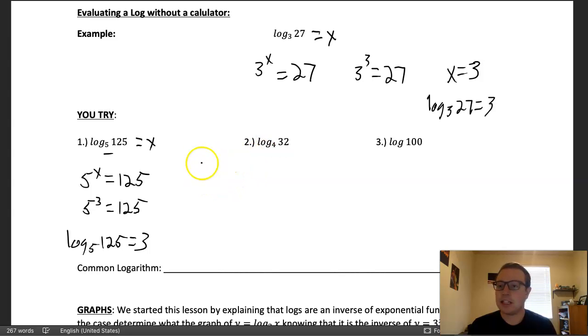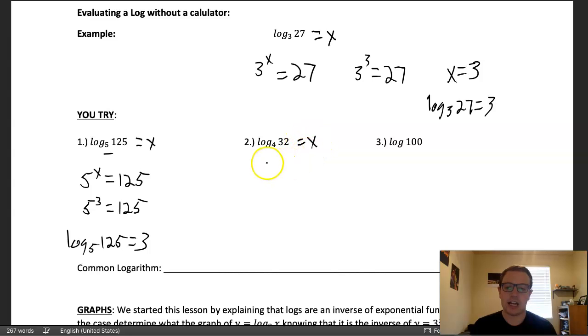Let's try this next one. It's a little bit trickier, so don't be afraid if you get stuck. That's okay. But we're going to try log base 4 of 32. The other way of reading this logarithm is saying 4 raised to what power gives us 32. Go ahead and give this a shot. If you can't get all the way to the answer, just write the step that you completed.